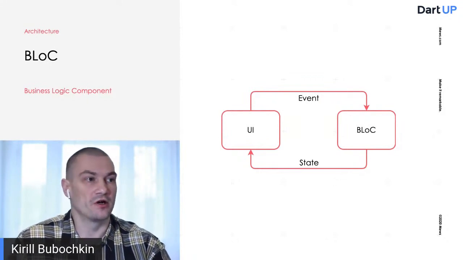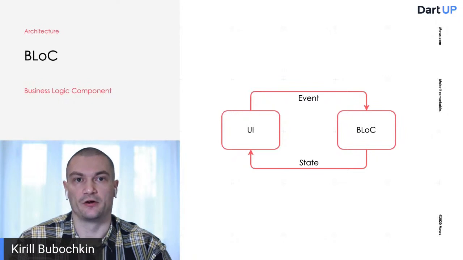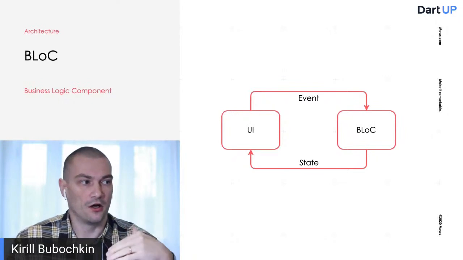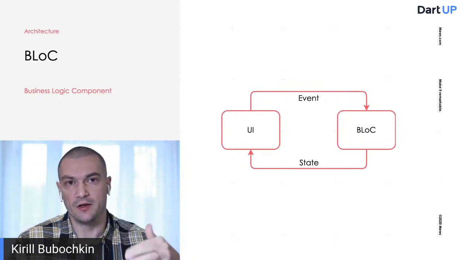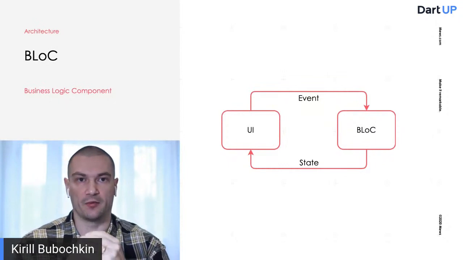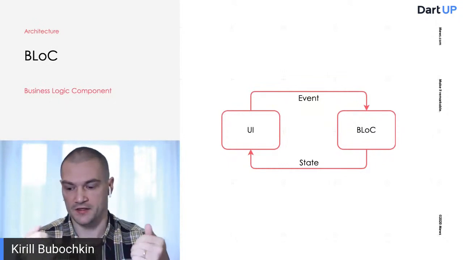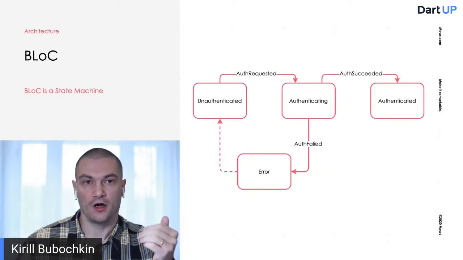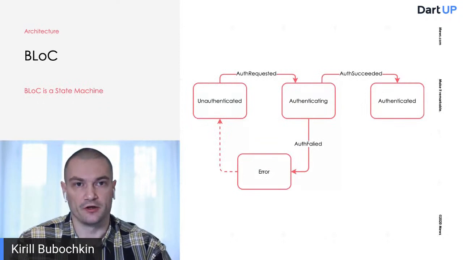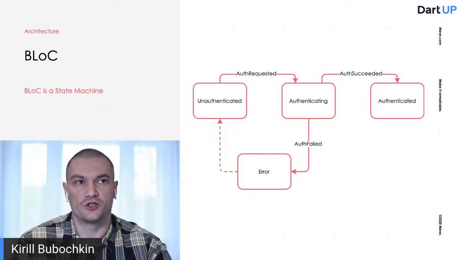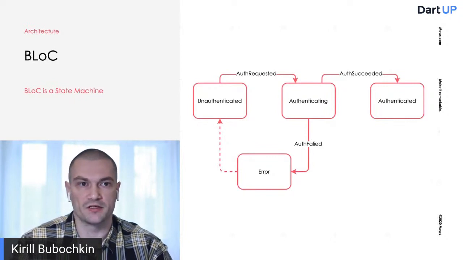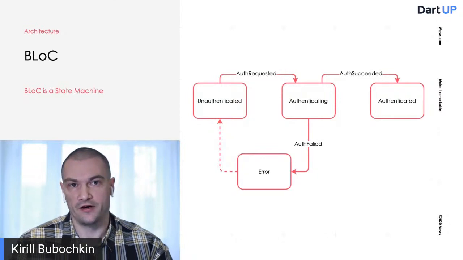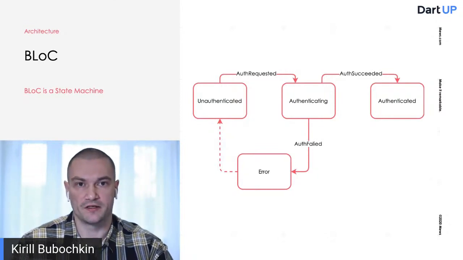And what I especially like about the BLoC pattern is that looking at this limited set of states where the app can be and the events that force the transition from one state to another, it's basically a state machine pattern. And from my experience, pretty much all of the business apps, at least the application that I was developing, they are very nicely represented by this state machine pattern.